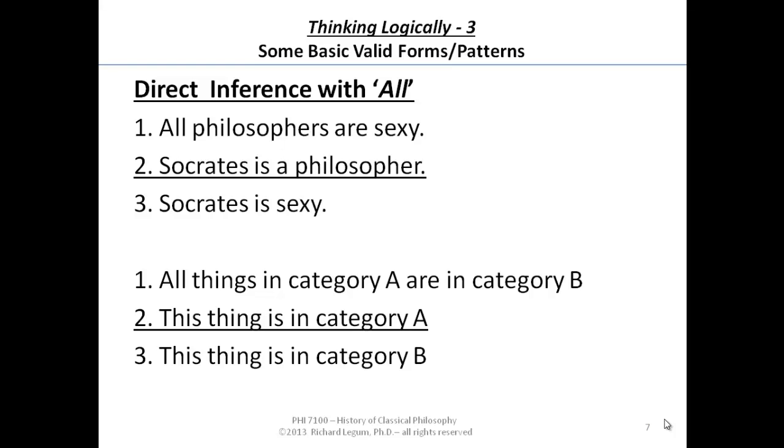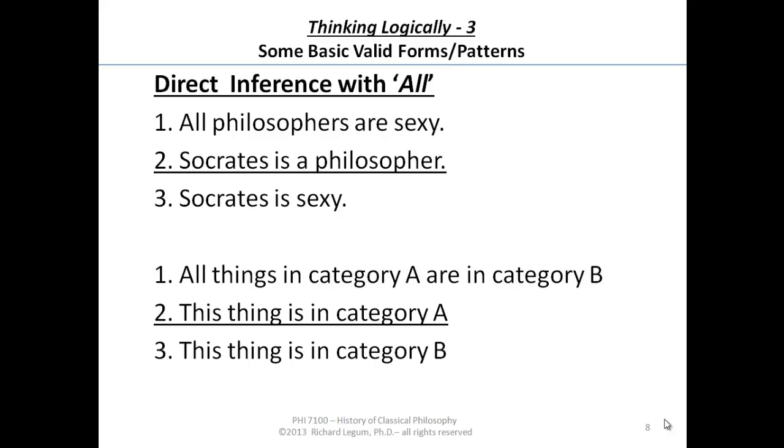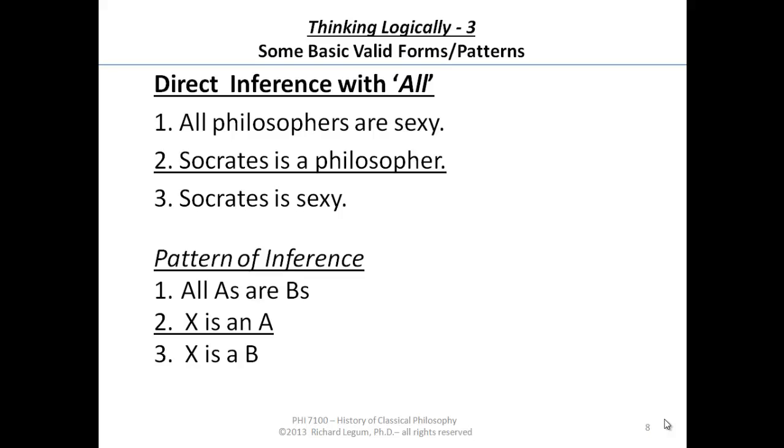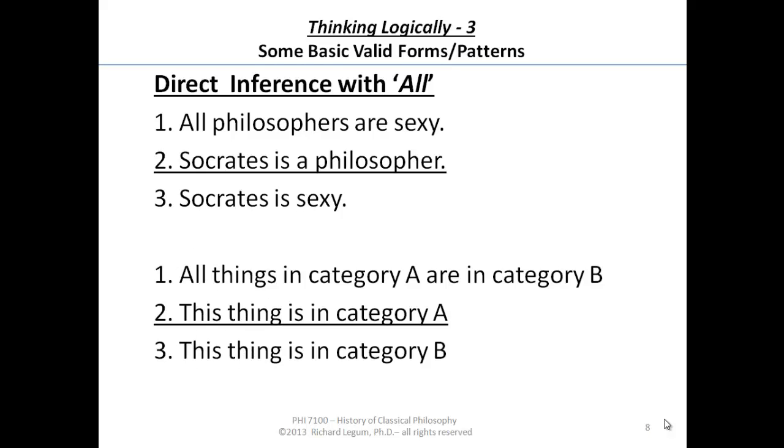And we're going to know that any inference that works like this is a direct inference with "all," and these direct inferences are good inferences. Now, another way of looking at the pattern of inference, in fact, I popped it up. Let me go back. We started: all things in category A are in category B. This thing is in category A. Therefore, this thing is in category B.